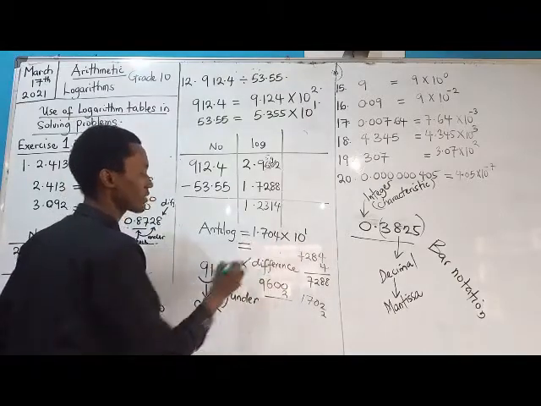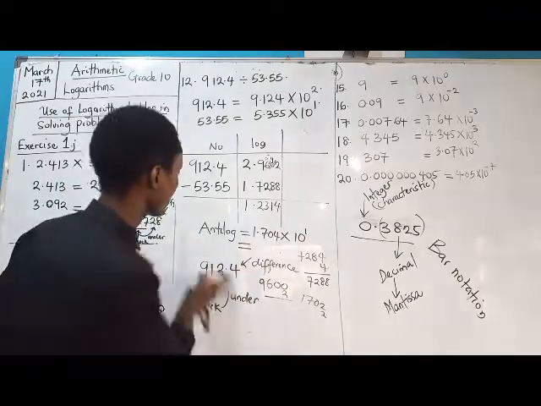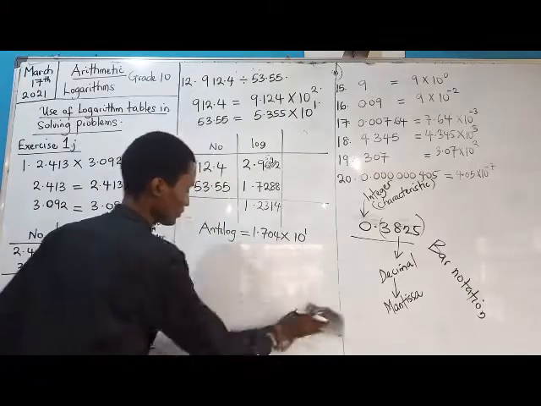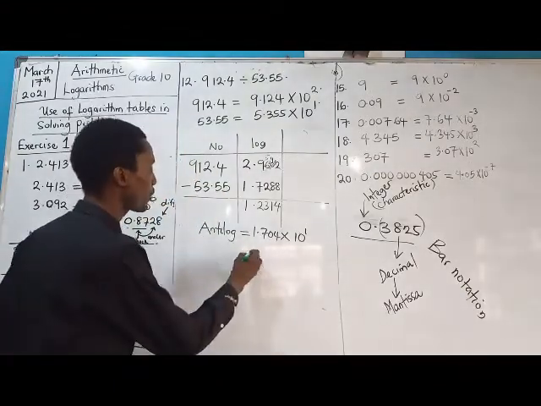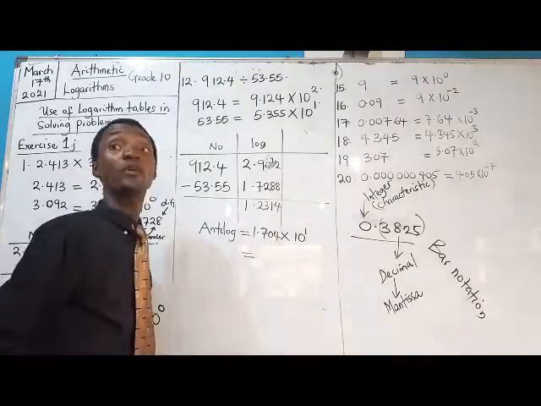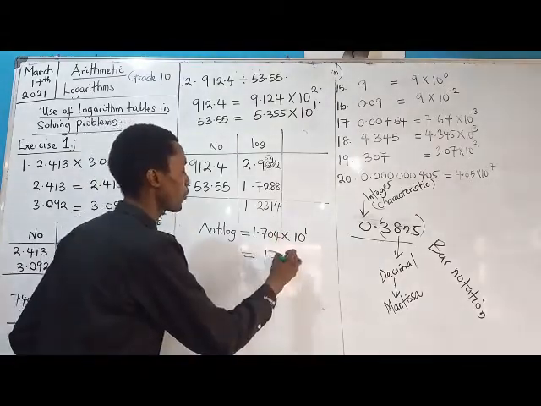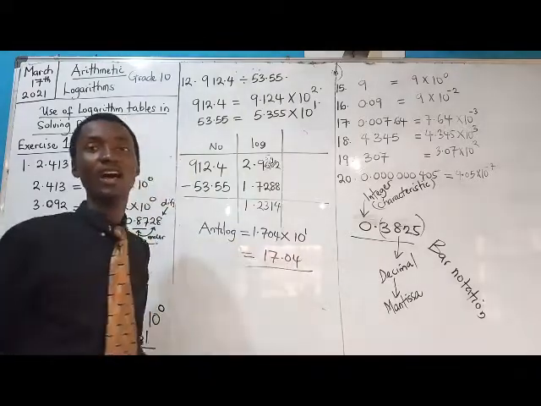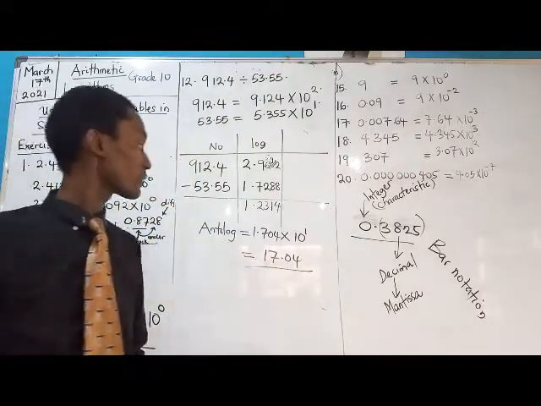So what is now the final answer? The final answer will be equal to what? This step means move this one step forward. 17.04. So this is the final answer you're going to get.